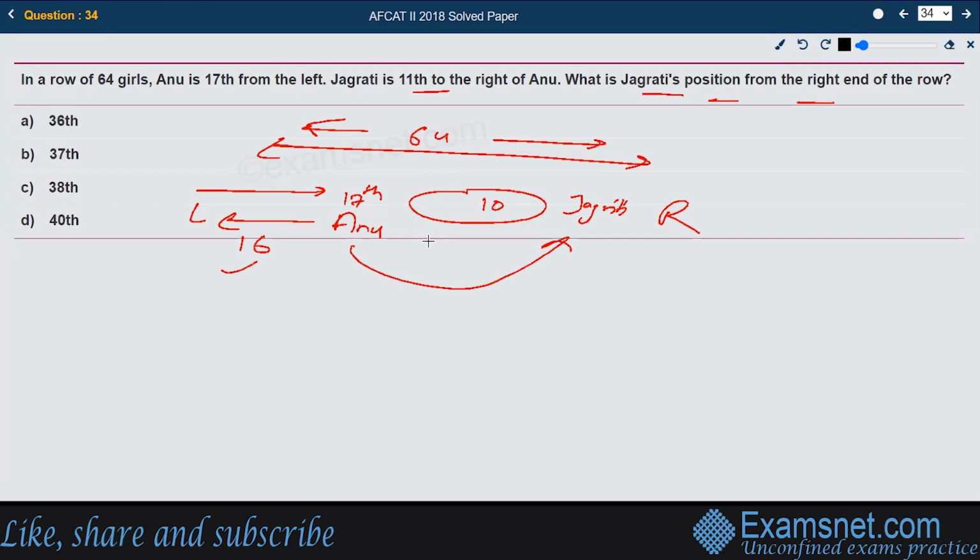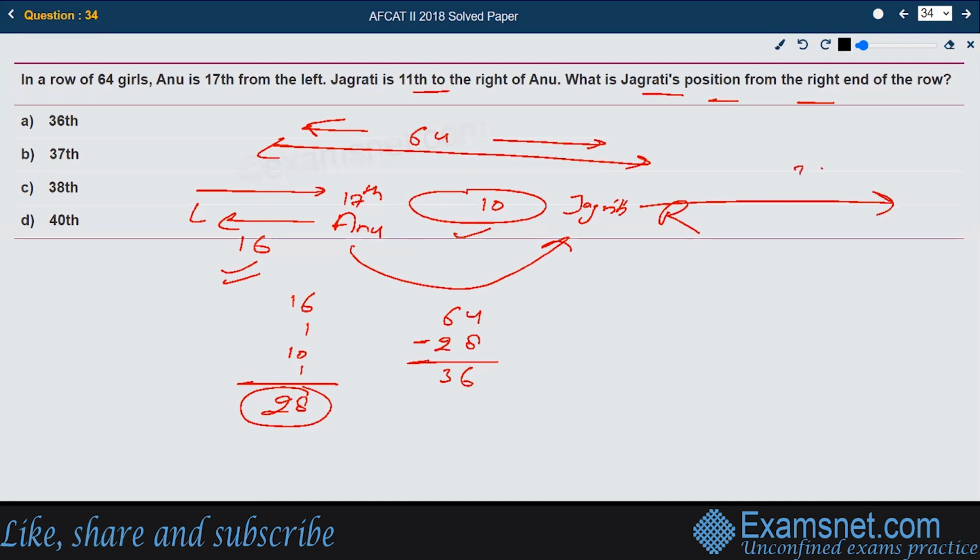Then only Jagriti will become the 11th girl after Anu. So this is 16 prior to Anu towards the left side, 10 between Anu and Jagriti. So this is a total of 26, plus 1 is Anu herself, 27, plus 1 is Jagriti herself, 28. So there are in all 28 people, 16 plus 1 plus 10 plus 1. So there are 28 girls, and the total number is 64. So how many are remaining? If we subtract 64 minus 28, this is going to give me 36. So I can say that there will be 36 people to the right side of Jagriti, till the last right end.